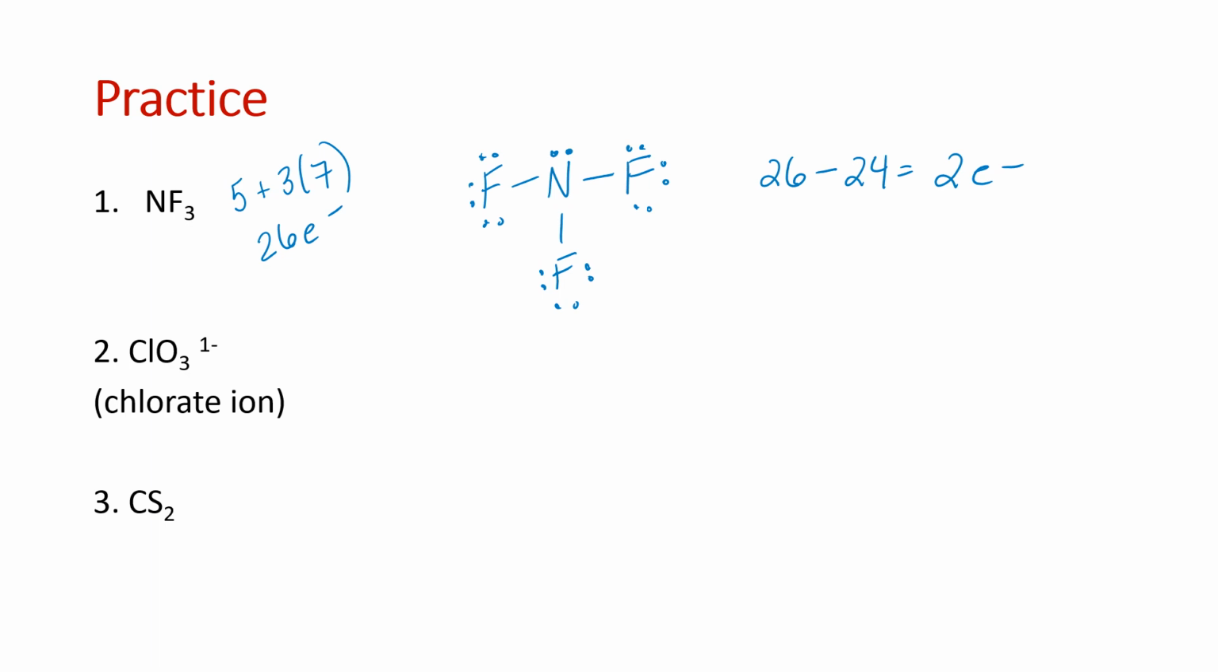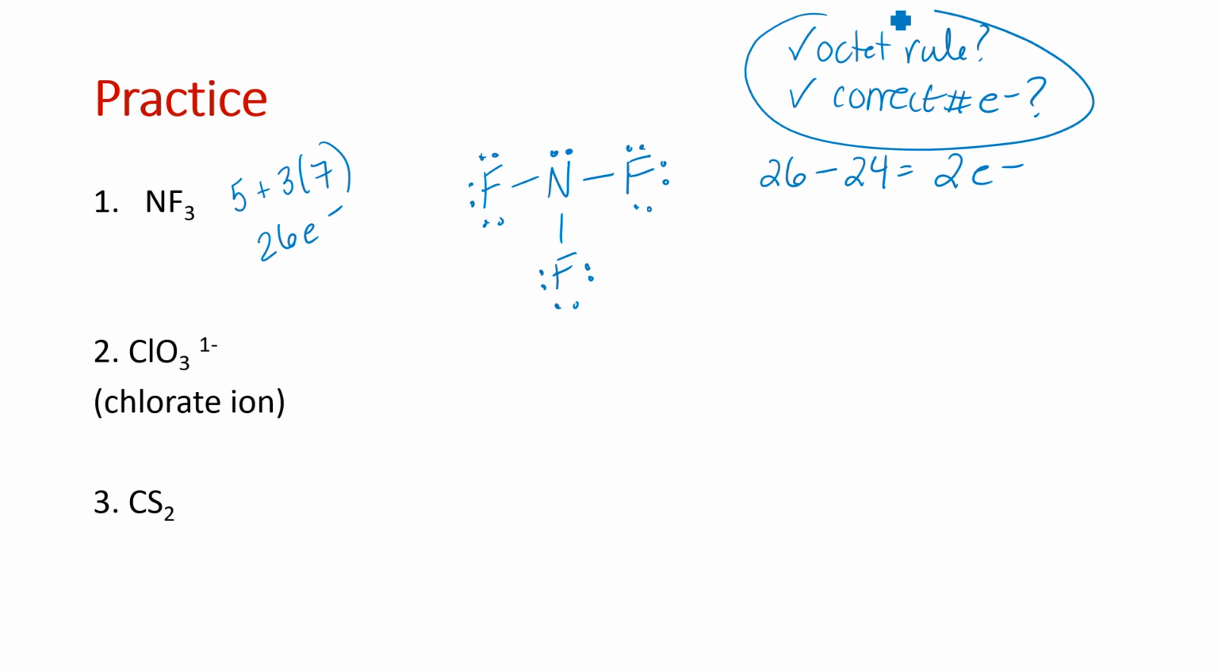So basically 2 good things to check for is, are you following the octet rule? And then do you have the correct number of electrons in your picture? So right now, everyone in here has an octet. And then I also have 26 dots in my picture. So that means my structure is all good. Yay. All right, let's go on to this next one.